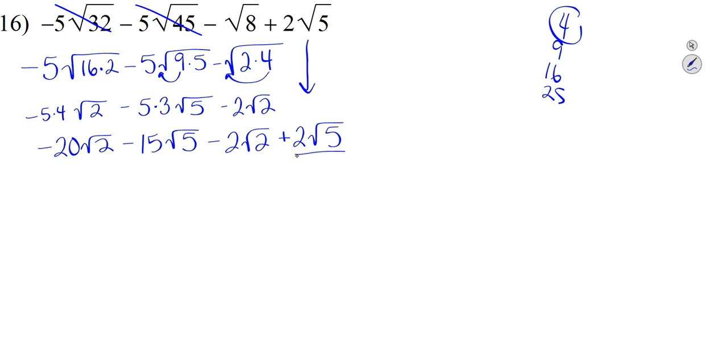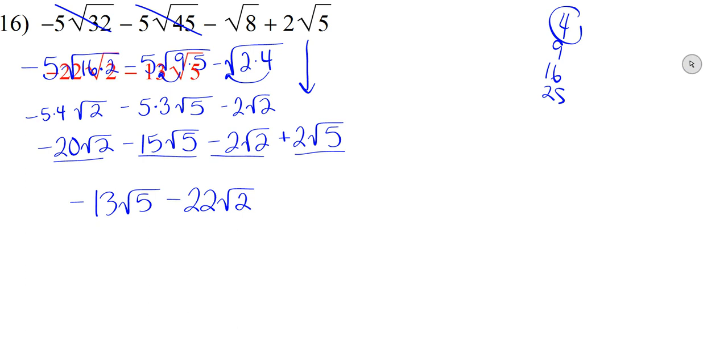Now we combine like radicals. Square root of 5, square root of 5. Negative 15 square roots of 5 plus 2 leaves us with negative 13 square roots of 5. And then minus 20 square root of 2 minus 2 more square roots of 2. Negative 22 square roots of 2. And just for fun, we'll put that answer up there. Negative 13 square root of 5 and negative 22 square root of 2.